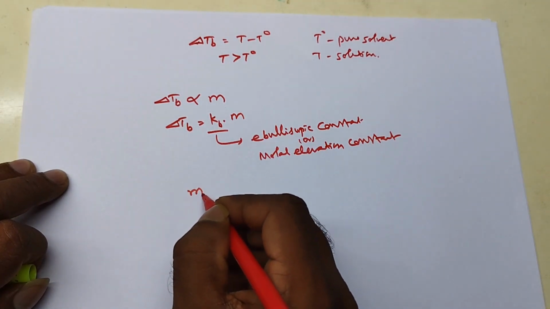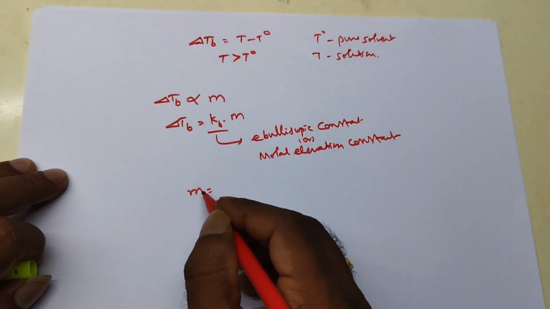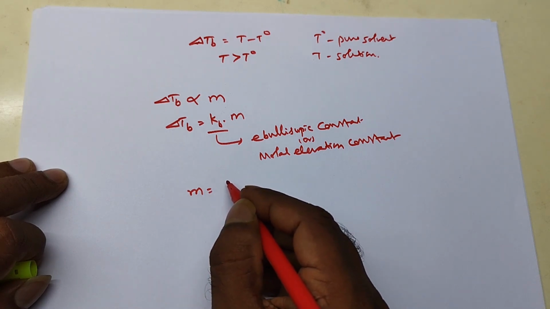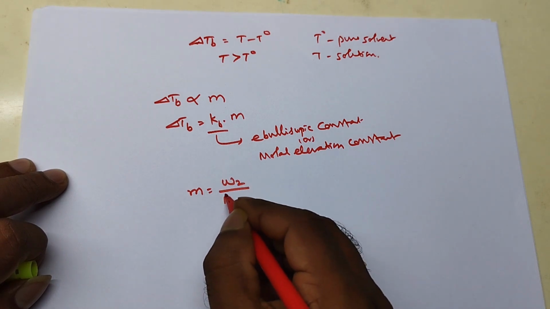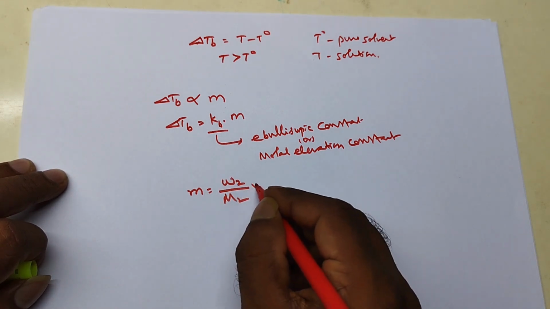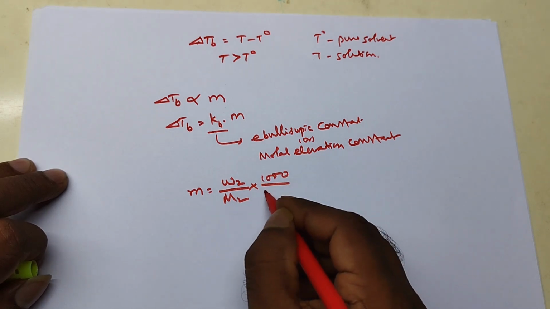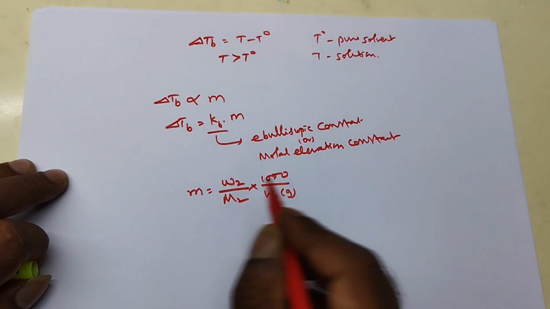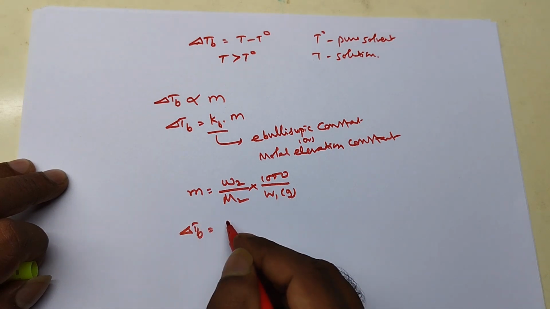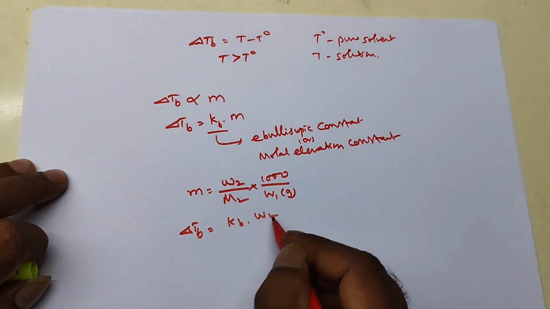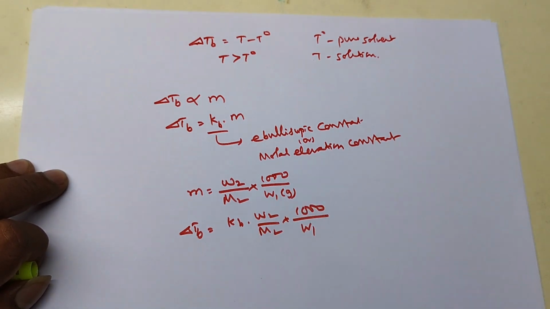Molality is defined as the number of moles of solute present in 1 kilogram of solvent. That is W2 by M2, the number of moles of solute, into 1000 divided by W1 grams, if the solvent is expressed in grams. So this is the formula for molality. Substituting it, delta TB is Kb into W2 by M2 into 1000 by W1.